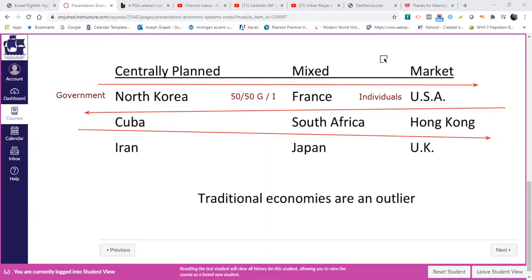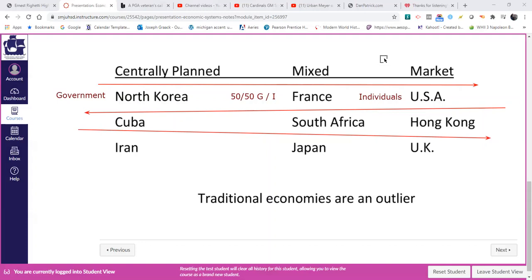So what I want you to be able to do is understand, if we take the first row of countries, going from North Korea to France to the United States. North Korea is a communist country, one of the most closed societies in the world. The government makes all of the decisions about all of the resources, how they're going to be allocated, how they're going to be used, and then how they're going to be distributed from there. As we move to a country like France, which is an example of a mixed system, France is a mix of government control and individual control. Then, as we move to the United States in a market economy, it's all individuals.